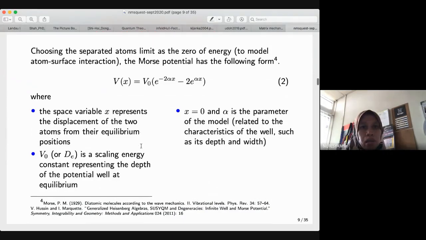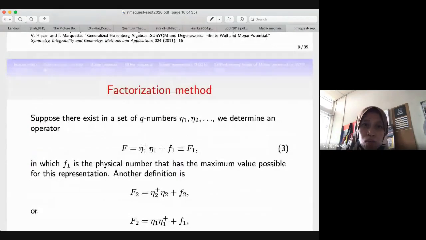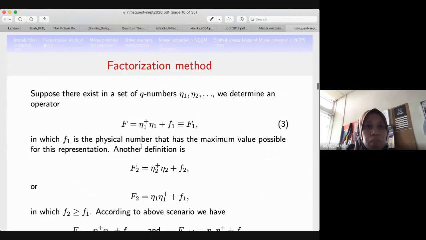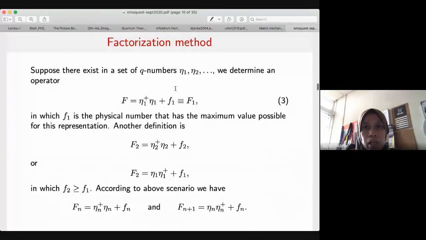So let's move on to what the factorization method is in general. Suppose we are given a set of numbers here, F_1, F_2, up to F_n. And then we want to determine the operator F, or you can redefine it as F_1, such that you are taking N_1 dagger N_1 plus some F_1, in which F_1 here is the physical number that has the maximum value possible for representation number 3.